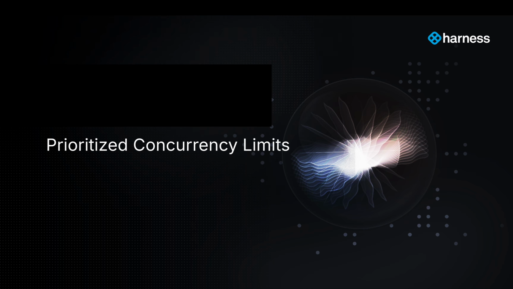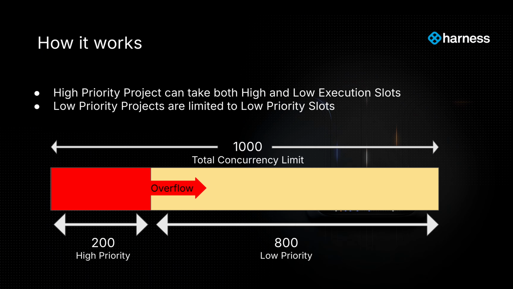This feature helps you solve that problem, and the way that it does this is to create two buckets of concurrency limits in your Harness account. We call them the high priority bucket and the low priority bucket. As you know, the default limit is 1000. So you could imagine, for example, that you would dedicate a concurrency limit of 200 for high priority projects and 800, let's say, for low priority projects.